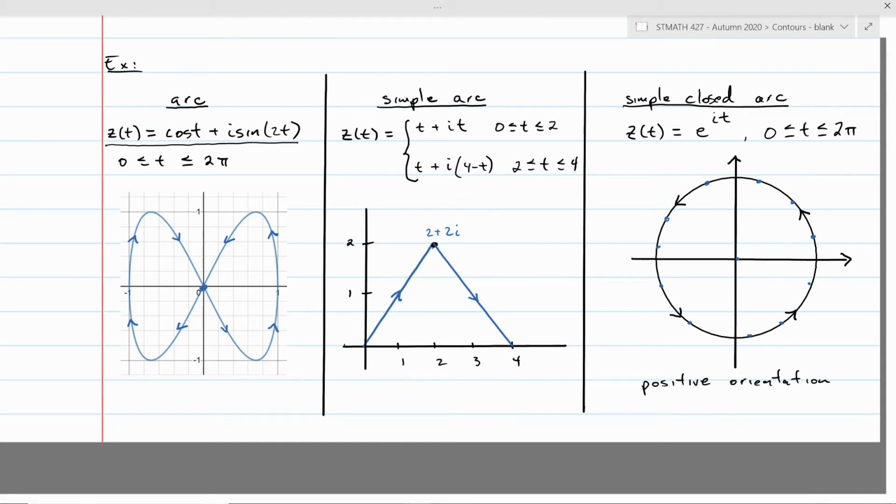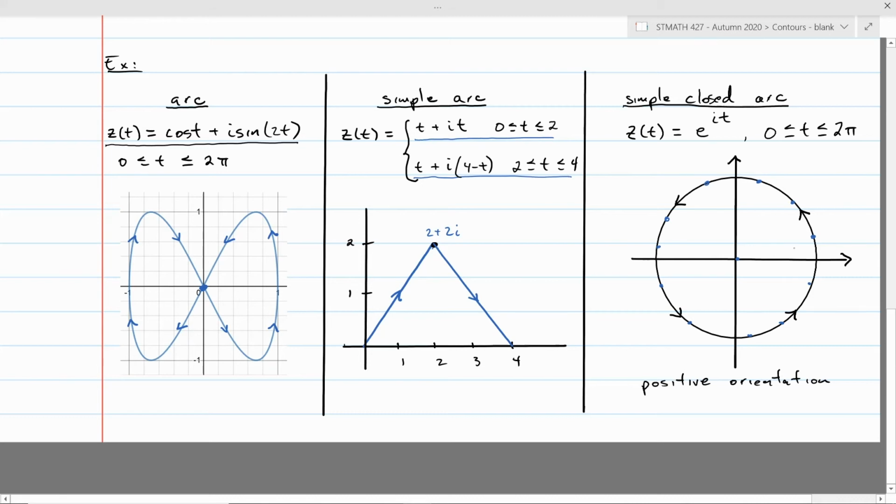The picture in the middle is a simple arc. It's just taking two straight lines and putting them end to end. The first straight line is t plus it, which takes you from the origin up to the point 2 plus 2i. Then starting from there, you go down on the other leg. But that's a simple arc right there because it doesn't self-intersect.